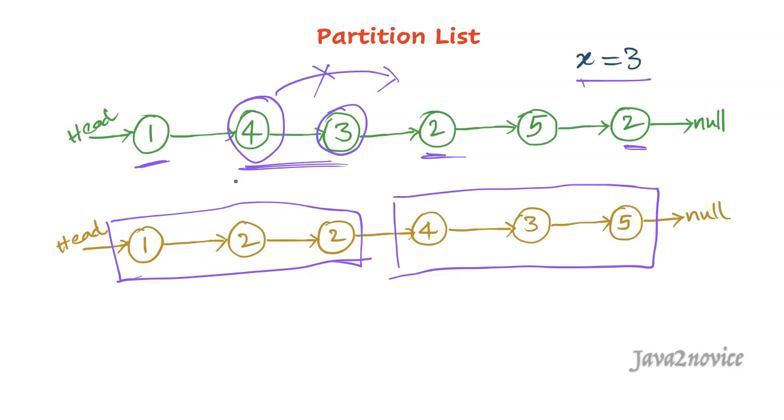There is one more constraint. You should preserve the original relative order of the nodes in each of the two partitions. I mean, you are not allowed to jumble the nodes. You must maintain the relative order. 1 should come before 2, 2 should come before this node. Exact relative order given in this list. Similarly, even in this partition, 4 should come before 3, 3 should come before 5. We should maintain the order as given in the above linked list.